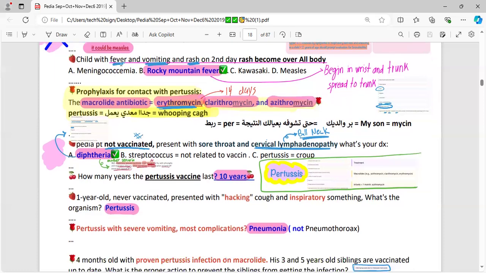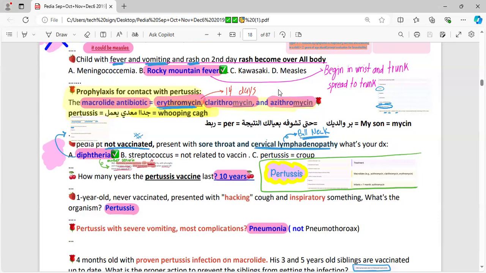A child with the fever, vomiting, rash on the second day. अच्छा जी, fever, vomiting है, second day rash, then it becomes all over the body. Rocky Mountain fever. अच्छा जी, Rocky Mountain fever इसने कैसे डायग्नोस कर लिया? कैसे प्रेजेंट करता है रॉकी माउंटेन फीवर? रॉकी माउंटेन स्पॉटेड फीवर होता है ना, कैसे करता है?